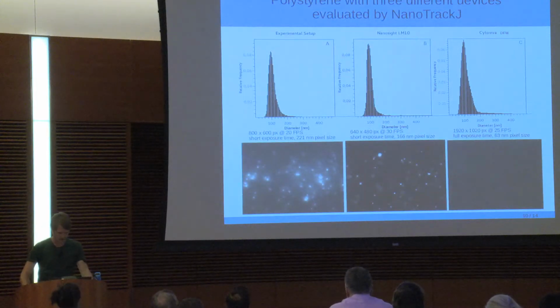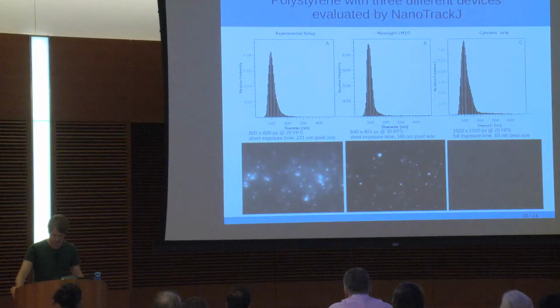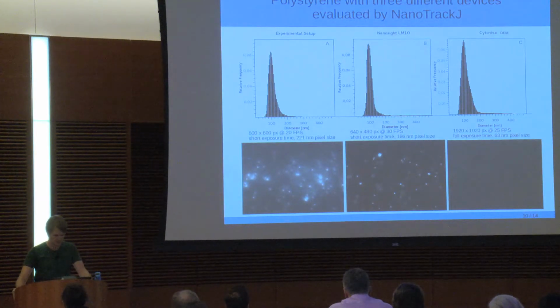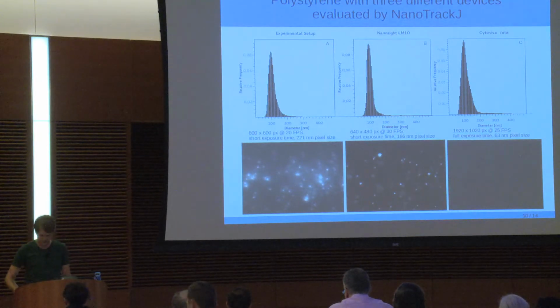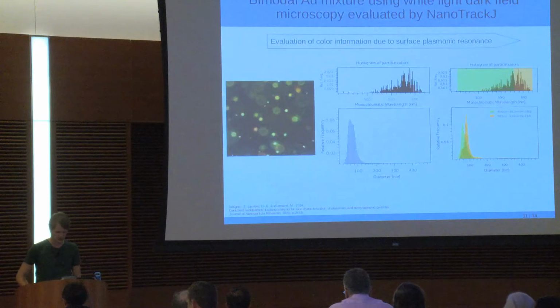We applied NanoTrack to three different devices. We captured videos of samples of 100 nanometer latex particles with the three devices. First note that the different images show very different image qualities, but each size distribution estimated by NanoTrack is centered around 100 nanometers and also has roughly the same standard deviation. I think this demonstrates that NanoTrack can handle different setup characteristics.